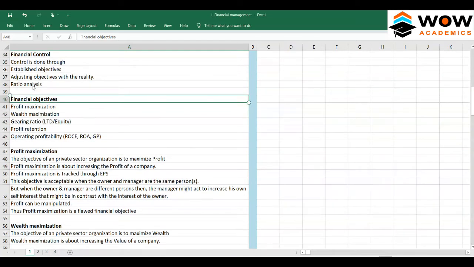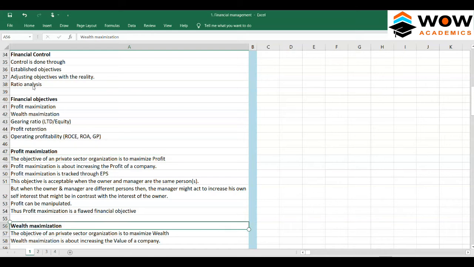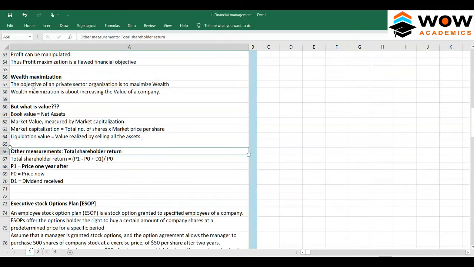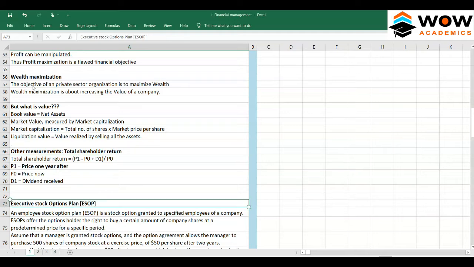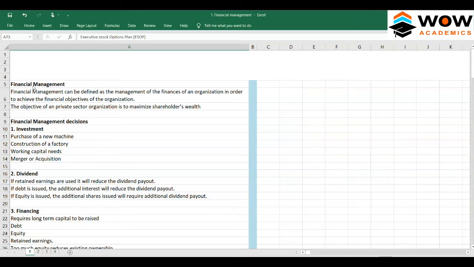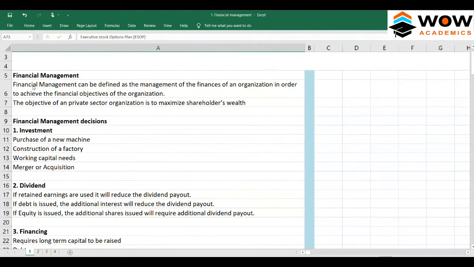We'll discuss the topics profit maximization and wealth maximization, and also total shareholder return and ESOP, employee stock option plan. So these are the things that we are going to discuss in this video. This is mostly an introduction video to financial management as a subject. So we'll start from here.